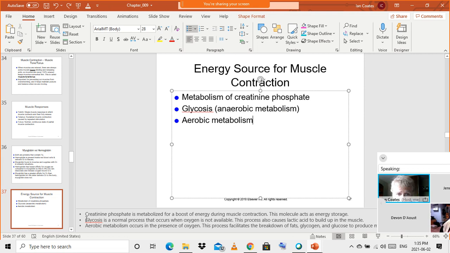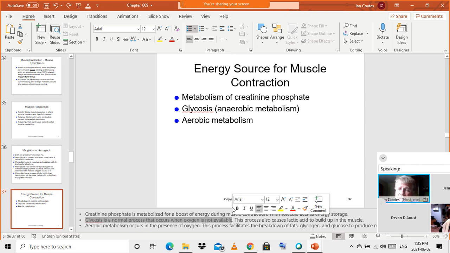Like glycolysis is a normal process that occurs when oxygen is not available. So when we go into oxygen debt, we start to heavy breathe, and this process causes lactic acid. When you have a really good workout, the next day your muscles are all sore and stiff, that's the lactic acid. That's because during your workout yesterday, you went into oxygen debt. All right? And therefore now I needed to get more oxygen, and that whole process causes lactic acid. But we'll go into a little bit of detail here. Not too much.